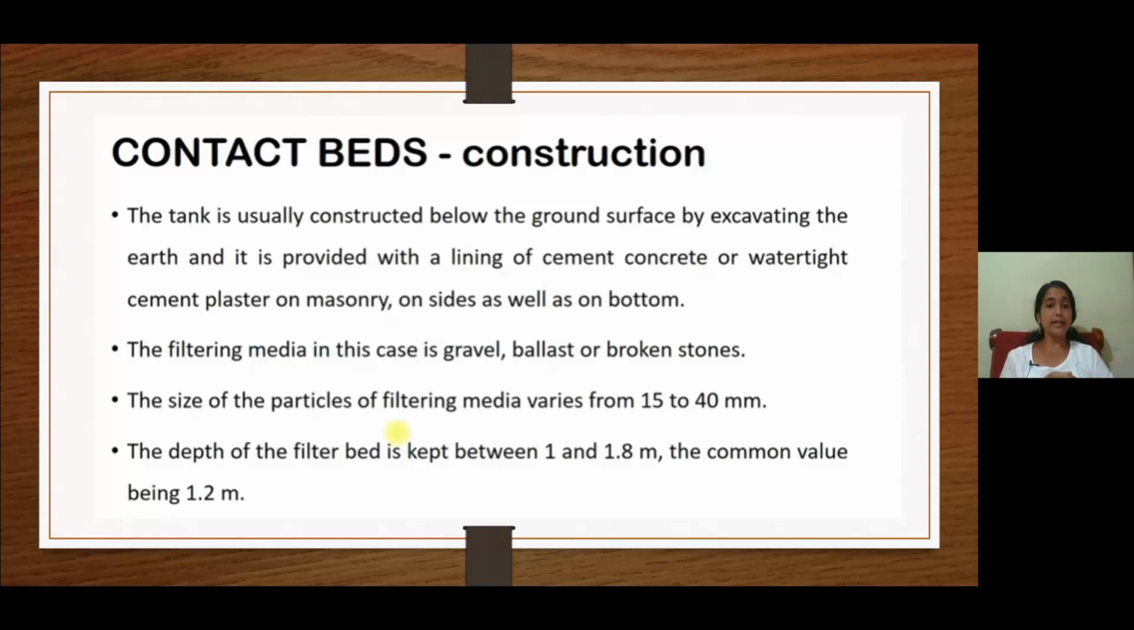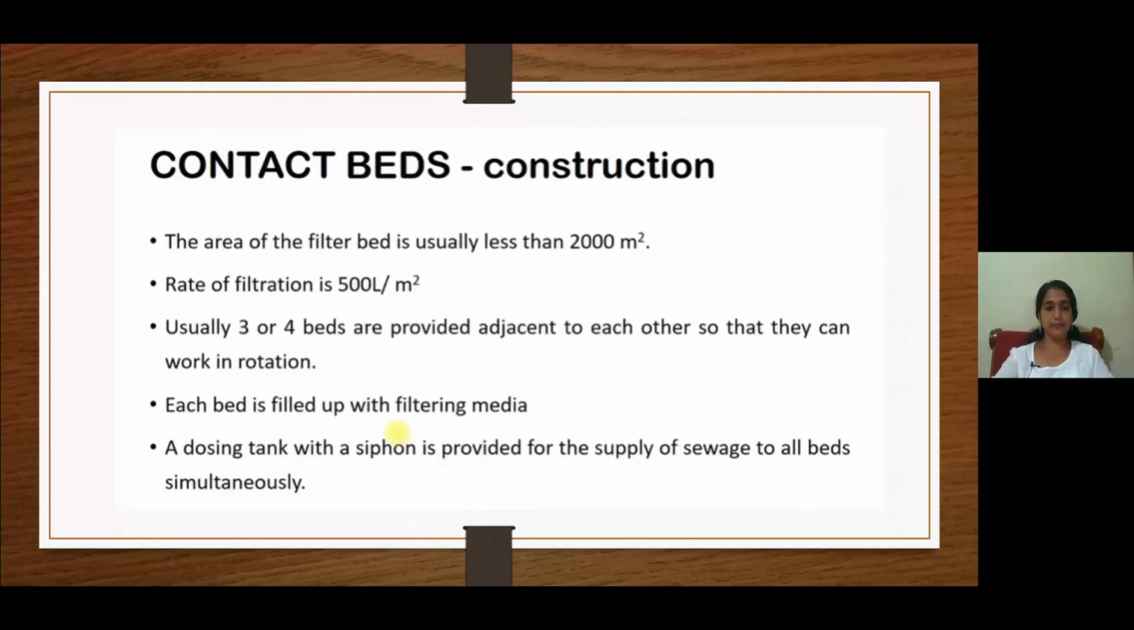I already explained, and the filtering media taken for these contact beds are mainly gravel, ballast, or broken stones. The size of the particles of the filtering media varies from 15 to 40 mm. The depth of the filter bed is kept between 1 to 1.8 meter. The commonly accepted value is 1.2 meter.